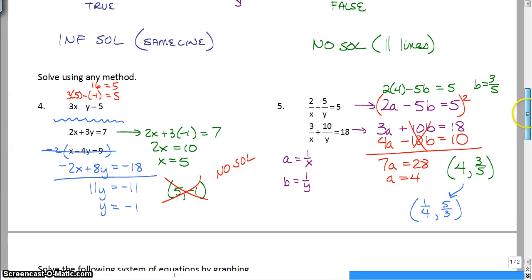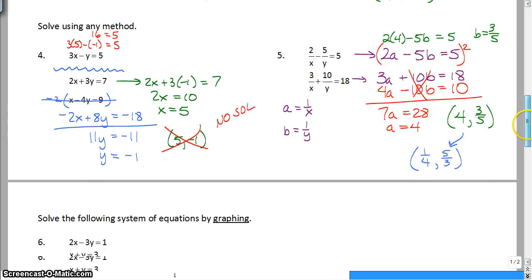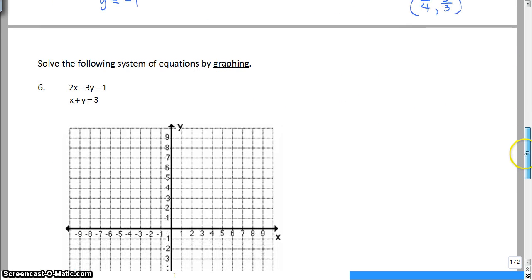We're going to take a break here for a second, and then we are going to solve by graphing.